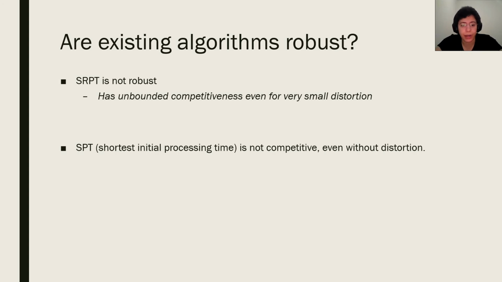One possible thing that you might consider is using shortest initial processing time instead. So just schedule the job with the shortest initial processing time. But this is actually not competitive even without distortion, and this can be quite easily seen.